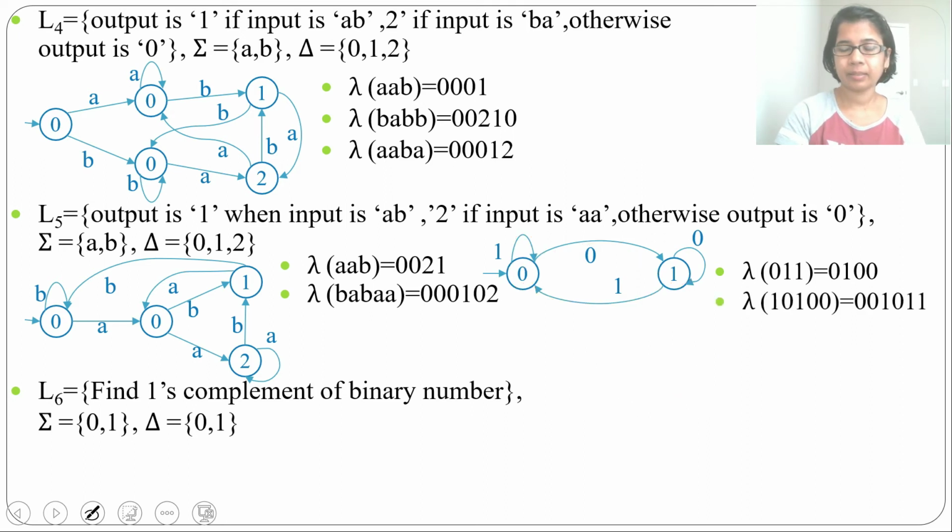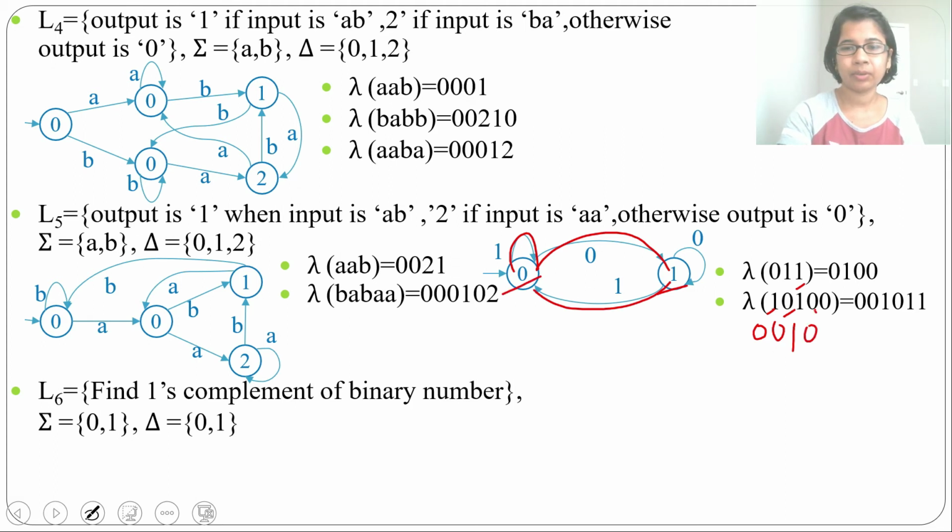Let's see another example for 1, 0, 1, 0, 0. Initial output is 0. Then for the first 1, it will be a self loop, so output will be 0. Then for 0, it goes to this state and here output is 1, so write 1. Then for 1, it will come to this state and here output is 0, so write down 0.